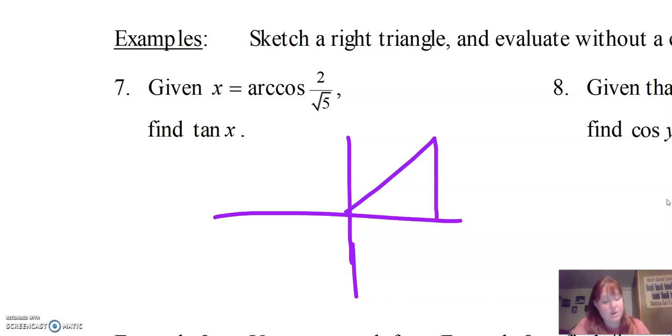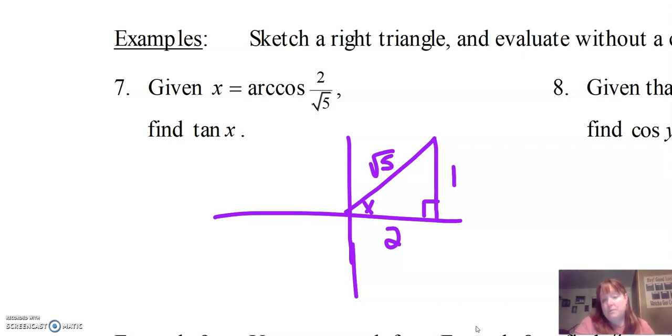Okay, so we're going to draw our triangle in space, and the cosine of this angle is going to be 2 over root 5, because that's what arc cosine means: what angle has a cosine of 2 over root 5. So what is cosine? Cosine is adjacent over hypotenuse. So that means our adjacent is 2 and our hypotenuse is root 5. Then if we do the Pythagorean theorem, we find that the opposite side is equal to 1.